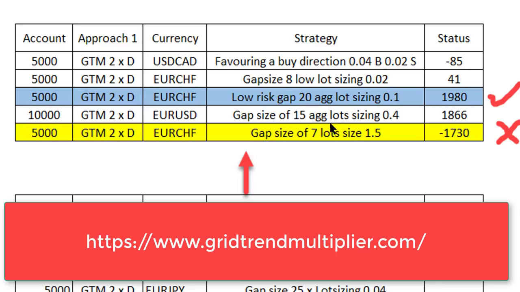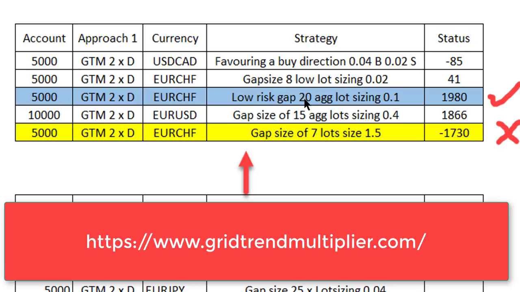So the lesson here is don't risk on both sides. Don't have a very aggressive gap size and a very aggressive lot size at the same time. And again, remember, this was an experimental, educational one specifically put in to make that particular point.